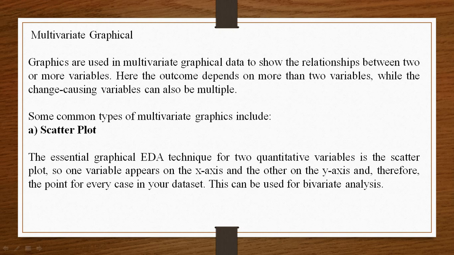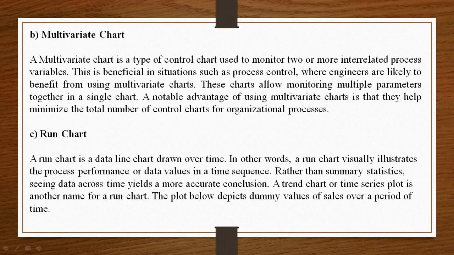Some common types of multivariate graphics include the scatter plot. If you see the scatter plot, the points, the bubbles, are spread throughout your graph, and some bubbles are clustered together or bounded together. So that is going to show me how much my sales has been done. For example, the EDA technique for two quantitative variables is the scatter plot. One variable will appear on the x-axis, the other will appear on the y-axis. Therefore, the point for every case in your dataset can be used for bivariate analysis.